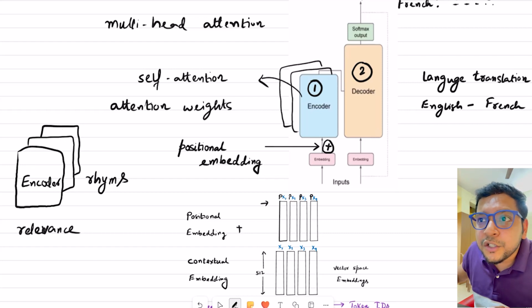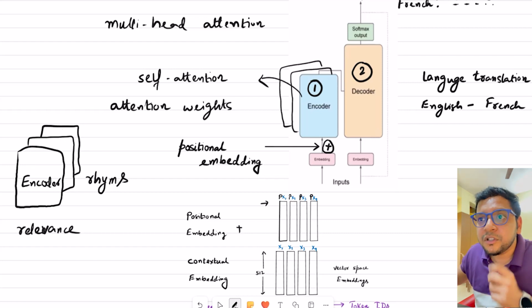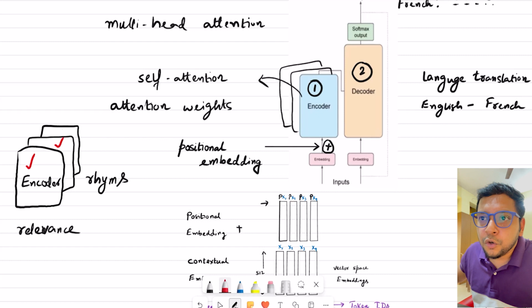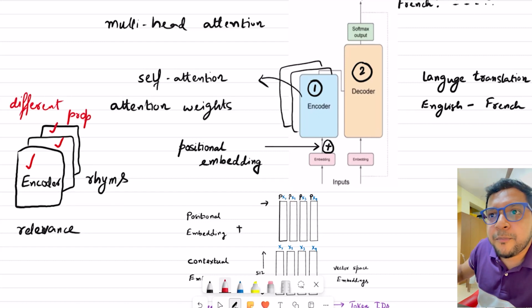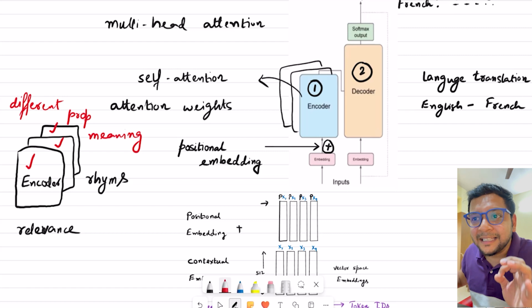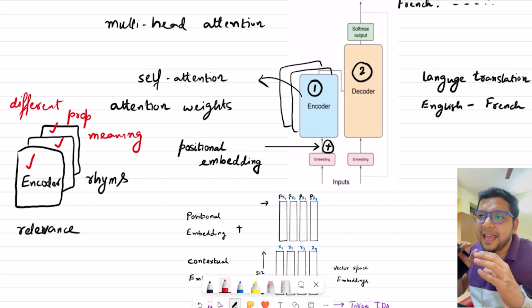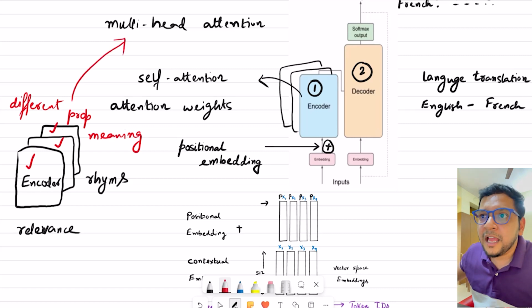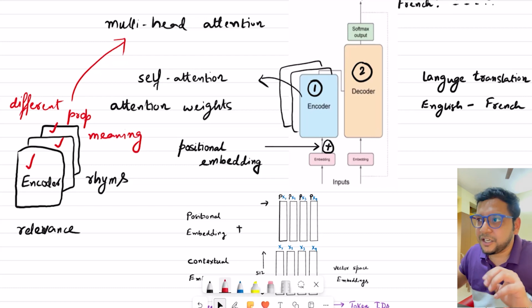Another set of encoders will try to find out the punctuations or details about the sentence. So each and every set of encoders will extract different properties or different meanings of the sentences, that is, context, relevance and all other deeper and inner meaning are being extracted from different layers of the encoders, and that is why it is called multi-head attention.